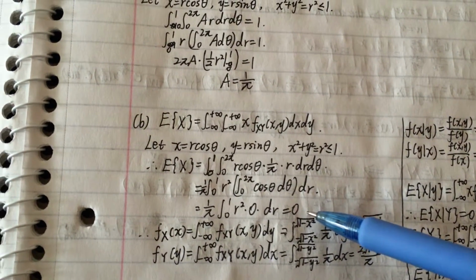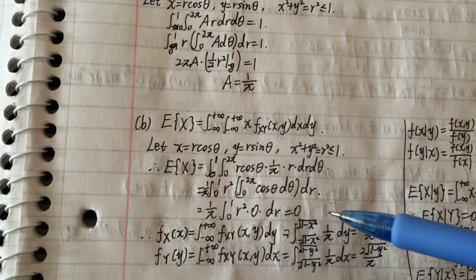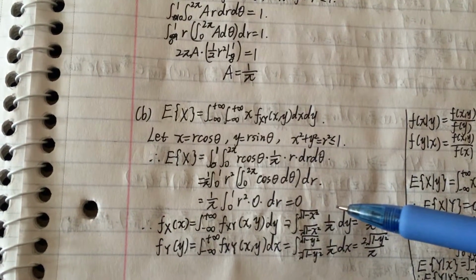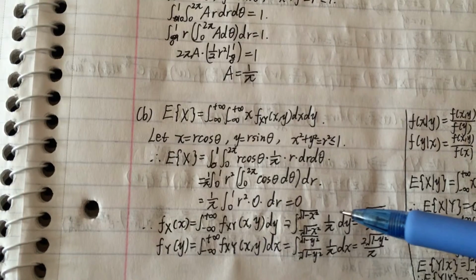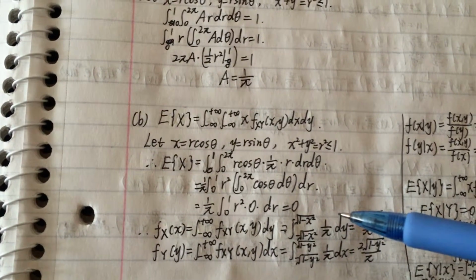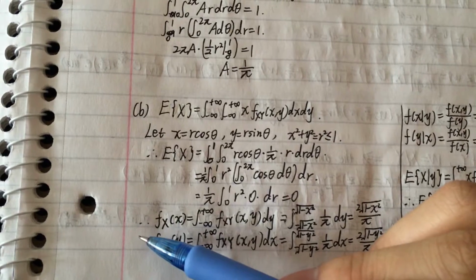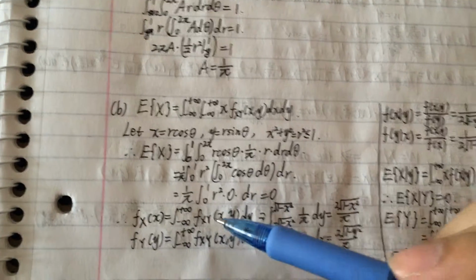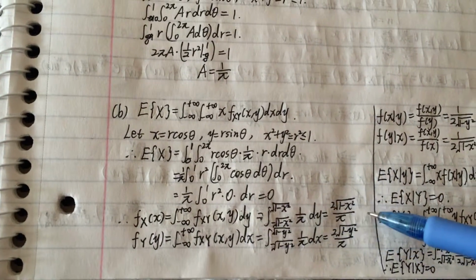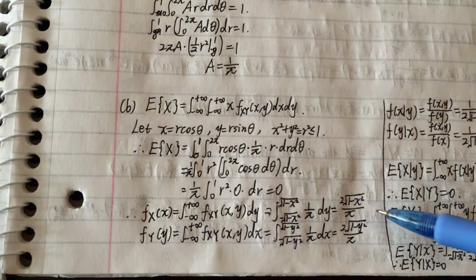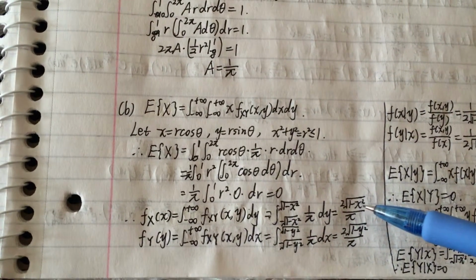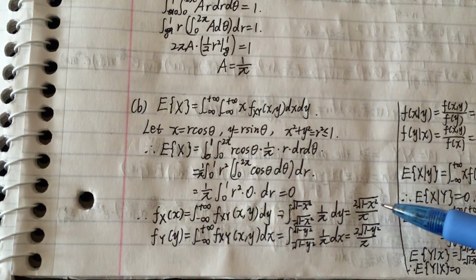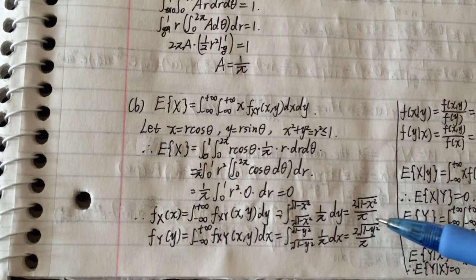And in order to figure out the mean of x assuming y, we must know the density function of x assuming y. So we must get the density function of x first, and we can get the result equals 2 times the square root of 1 minus x squared, over pi.